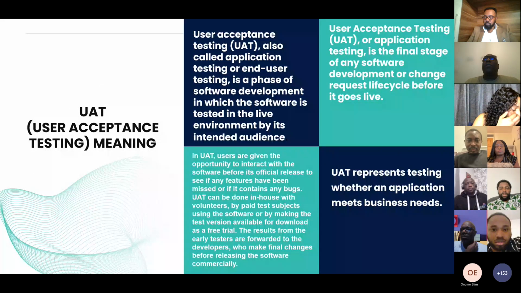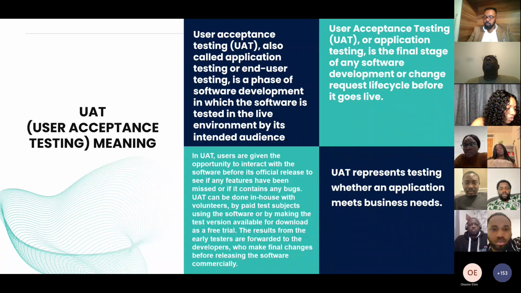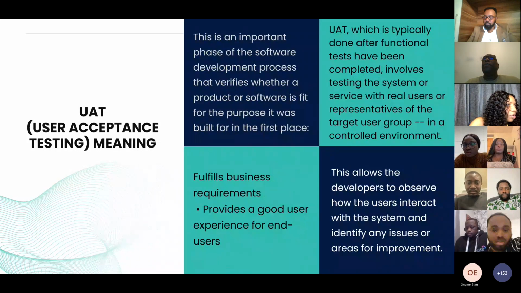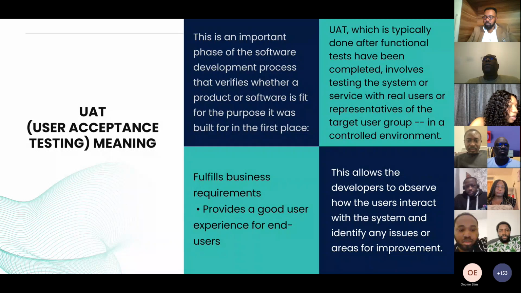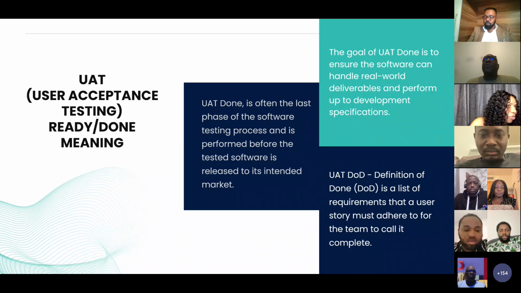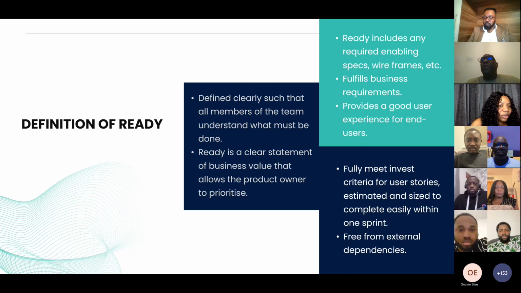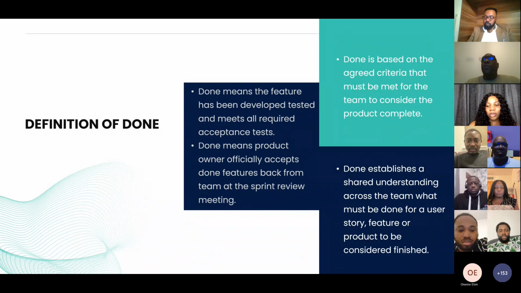Also, we have user acceptance testing. That's the meaning, an in-depth, detailed explanation and definition of user acceptance testing. Next. Next. Also, we have the definition of UAT test, UAT ready and UAT done. That's the meaning. Next. And then we have definition of ready here with a few bullet points expatiating on that. Next. Also, we have definition of done with further bullet points explaining that. Next.